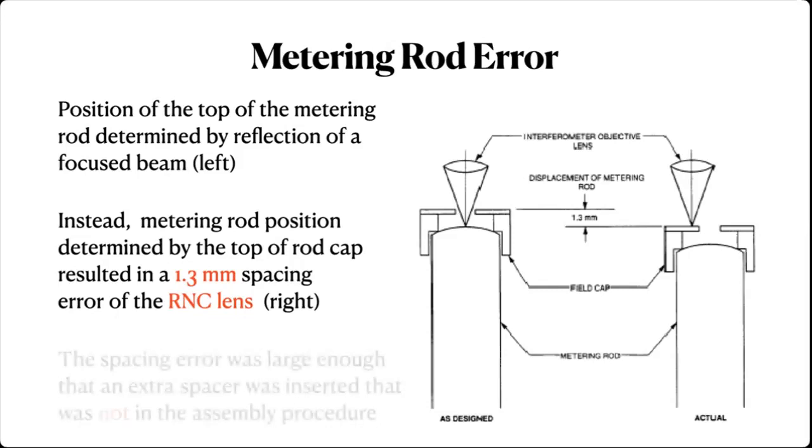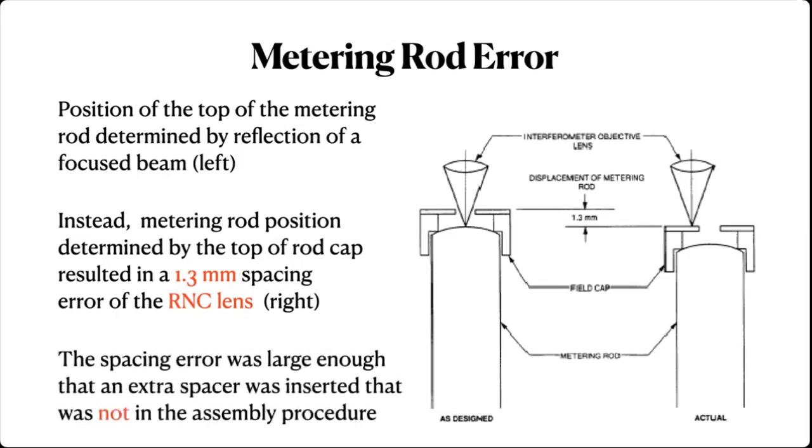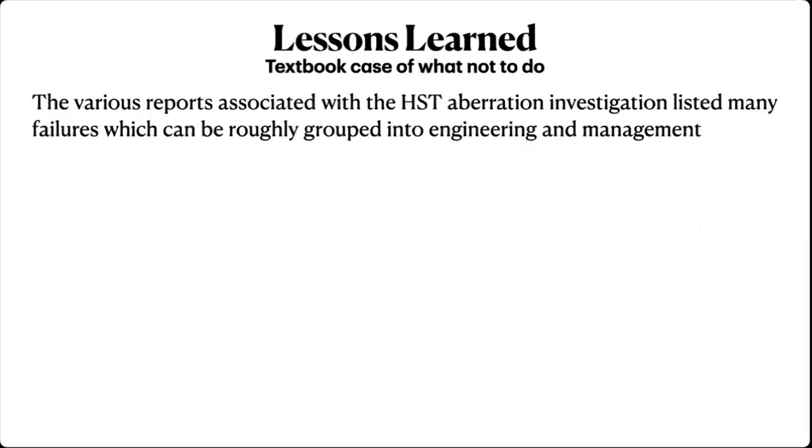Well, this was a disaster, it turns out. In fact, the spacing error of the lens was so much different than the design that they had to insert an extra spacer to install that lens. Because 1.3 millimeters is a huge error when you're putting together optical elements. So this, in a nutshell, is why the primary mirror ended up with a wrong shape, because this instrument, this reflective null corrector, which was supposed to monitor that shape, was not put together correctly.